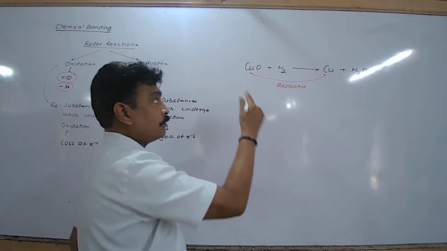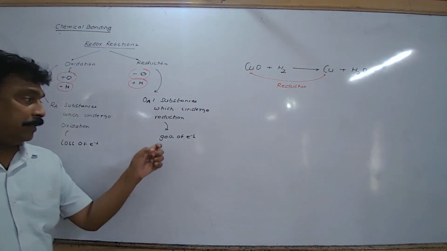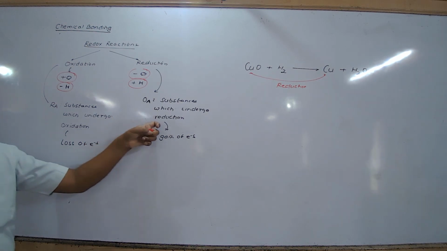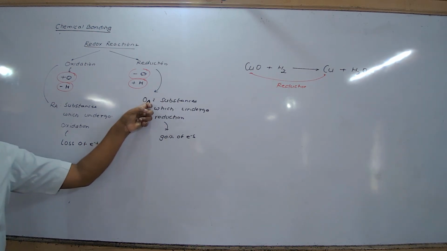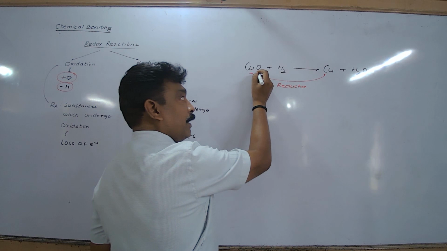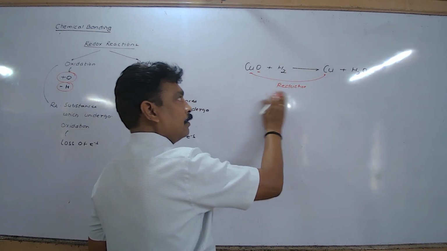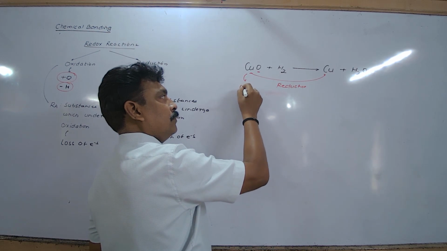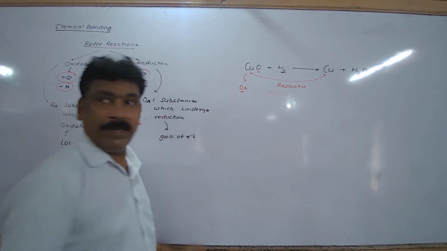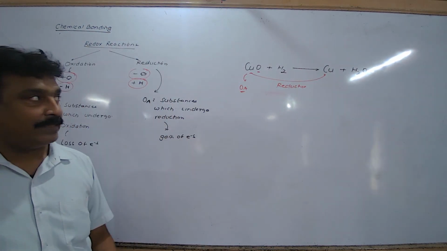That means if oxygen is lost, it has undergone reduction. That means it's an oxidizing agent. Oxidizing agent means a supplier of oxygen. Because such substances show oxidizing property, that is an oxidizing agent.